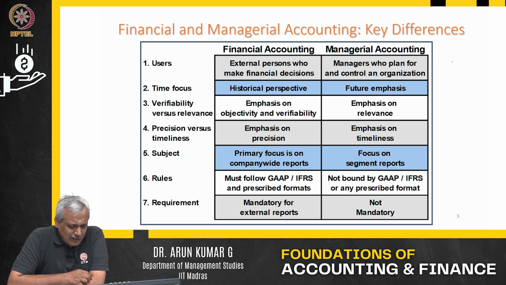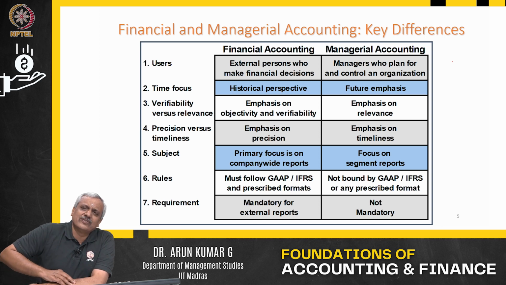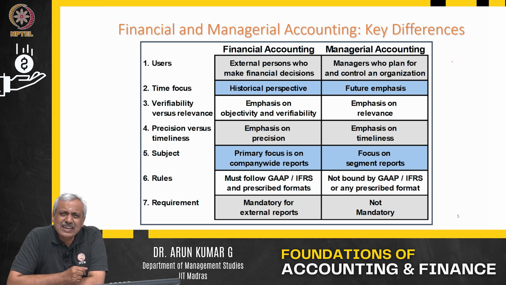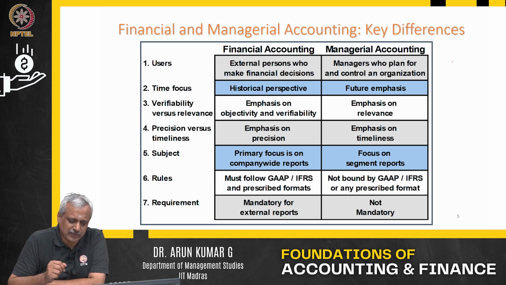Now, in this particular case, what happens in financial accounting? We are emphasizing precision, whereas in management accounting we are not looking at precision, we are looking at a range, at timeliness. That is what we are basically looking at.